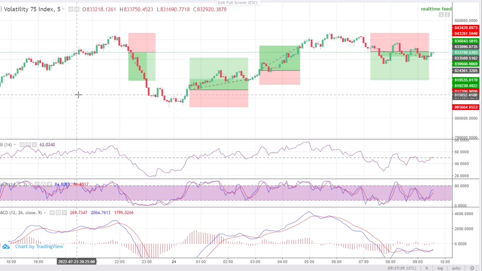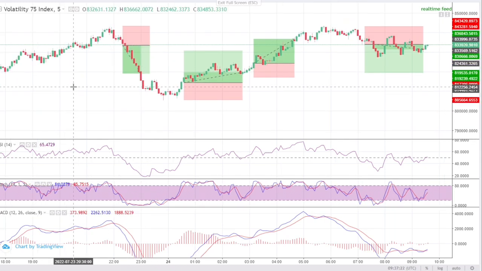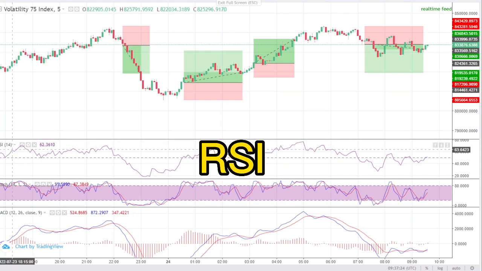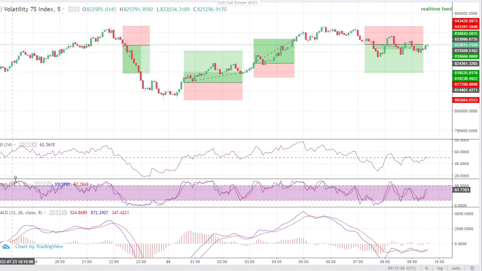So let me show you this simple strategy which uses 3 indicators. The first one is called the RSI, the second one is called the Stochastic, and the third one is the MACD.